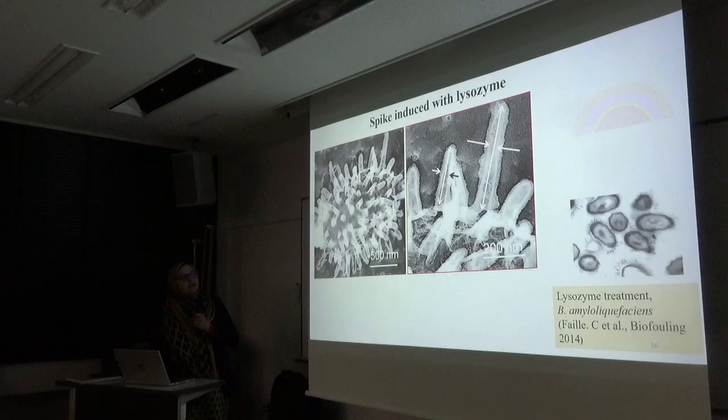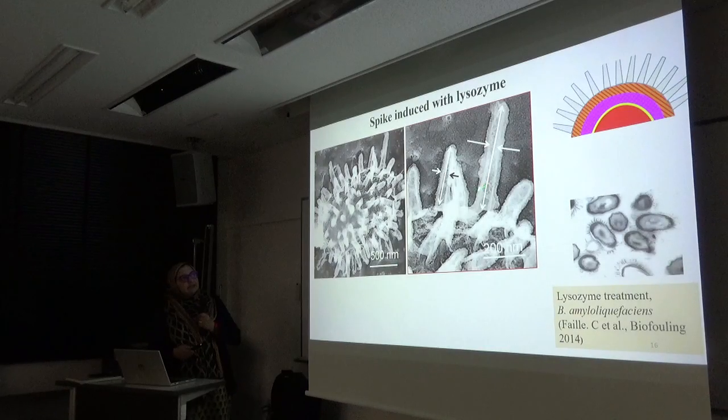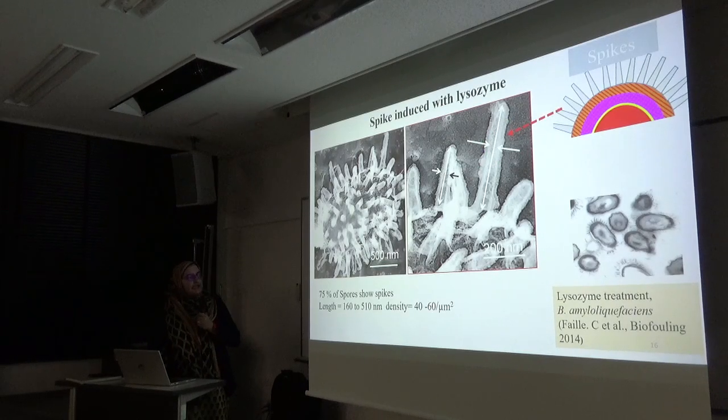For example, they look like this. They have the same diameter but different lengths, and these are called spikes. About 75% of the spores show the spikes, and they have lengths ranging from 160 to 510 nanometers, with a density of 40 to 60 per micrometer.